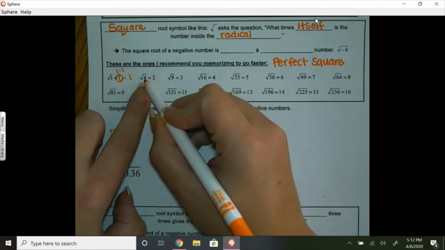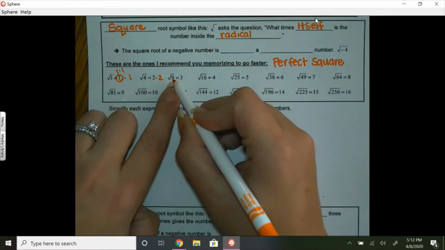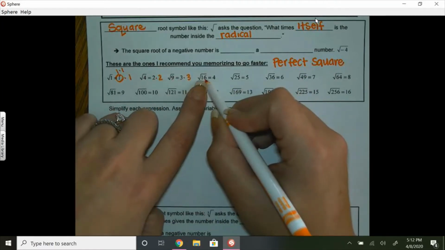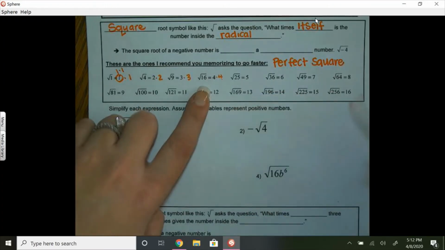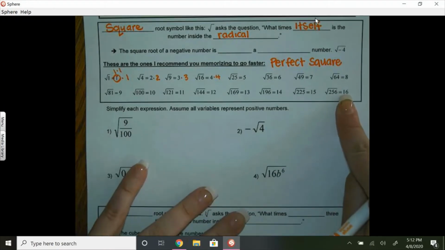So the square root of 4 is 2 because 2 times 2 is 4. Square root of 9 is 3 because 3 times 3 is 9. The square root of 16 is 4 because 4 times 4 is 16, and etc. So again, these are called the perfect squares.